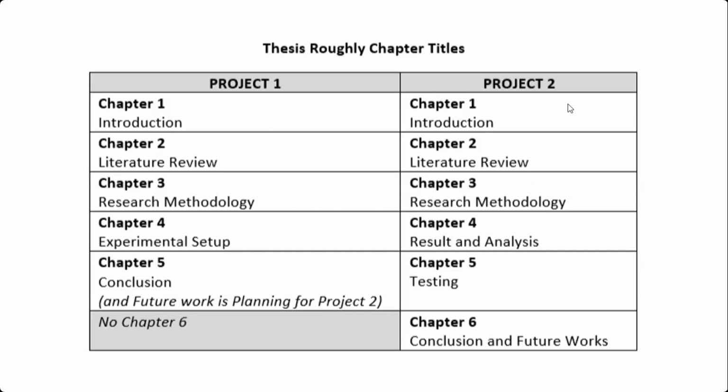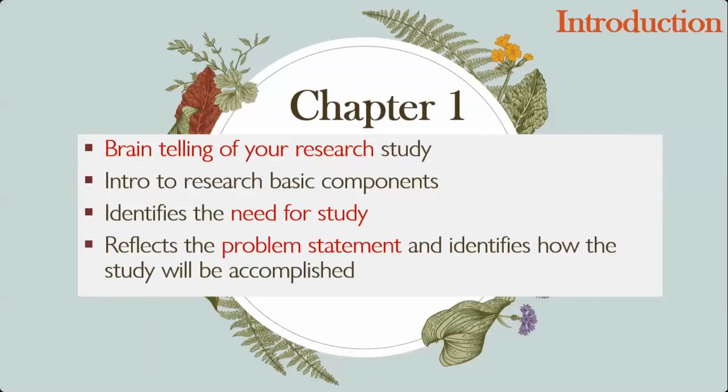And then for project 2, normally we have chapter 1, chapter 2 for the literature review, research method for chapter 3, and then starting from chapter 4, it's going to be result and analysis. Sometimes experimental and analysis and so on. And then you will have a testing part, and chapter 6 will be the conclusions and future work. Some students may have 6 or 7 chapters, it depends. Normally if you have more, it means that your chapter 4 and 5 will be the results, and the rest. So this one depends on you and your supervisor.